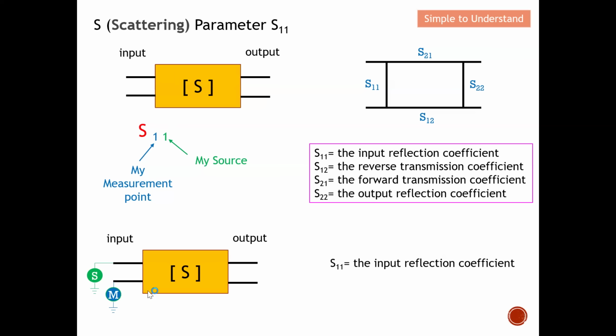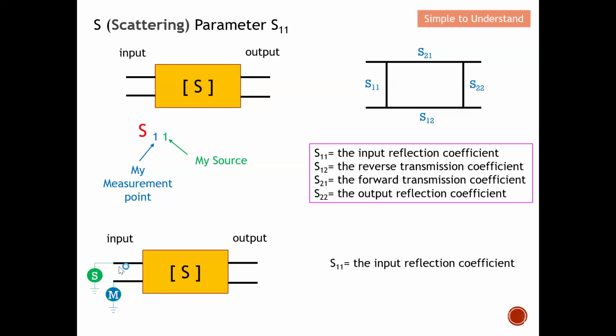Again, take S11 on this diagram. I put my source at the input of the DUT, and I also conduct my measurement at port 1 of the DUT, which is the input here. So what I'm actually doing is measuring what is reflected back. I put this incident wave here, and it will be reflected back because of mismatch. This is where I conduct my measurement.